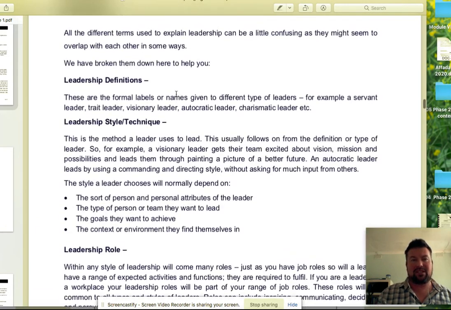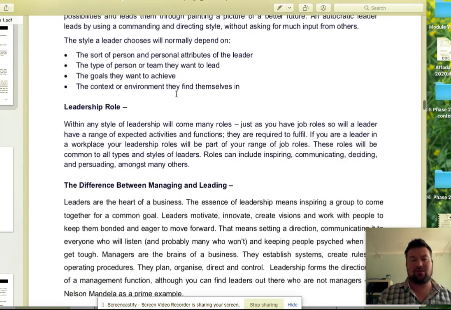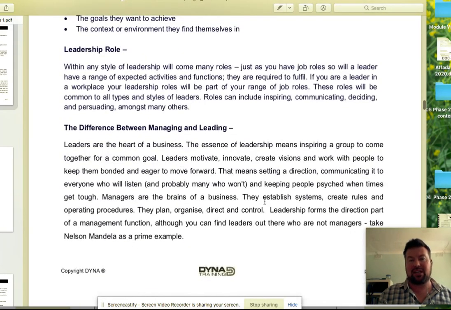Okay, so what you'll see is there's leadership terms, and then there's a difference between managing and leading. Okay, so leaders are the heart of the business. The essence of leadership is inspiring a group to come together towards a common goal. So that might be a good definition for leadership as well. Leaders motivate, innovate, create visions, and work with people to keep them bonded and moving them forward. They set a direction, communicating to anyone who will listen, and keep people psyched when things get tough.